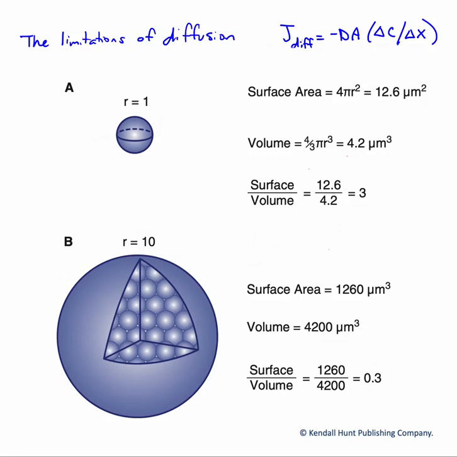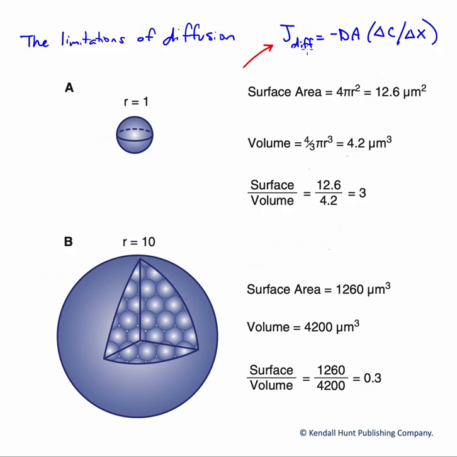In this figure, we'll talk about the limitations of diffusion and how they are a driving force for the evolution of organ systems and actually help us explain many of the anatomical or physiological characteristics of those organ systems. Let's start at the upper right here with a very simple equation for diffusion.